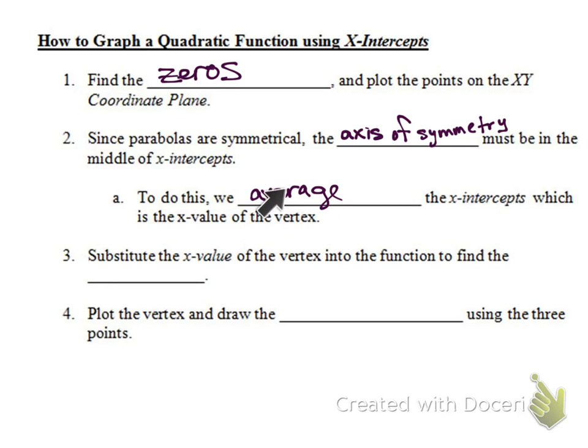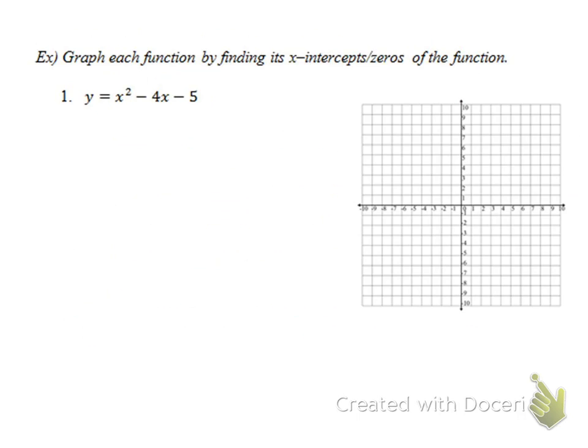And because that axis of symmetry runs through the vertex, we're going to take the x value, or the axis of symmetry number, and use it as the x value for the vertex to find the y value. We will then plot the vertex and draw the parabola using the 3 points.